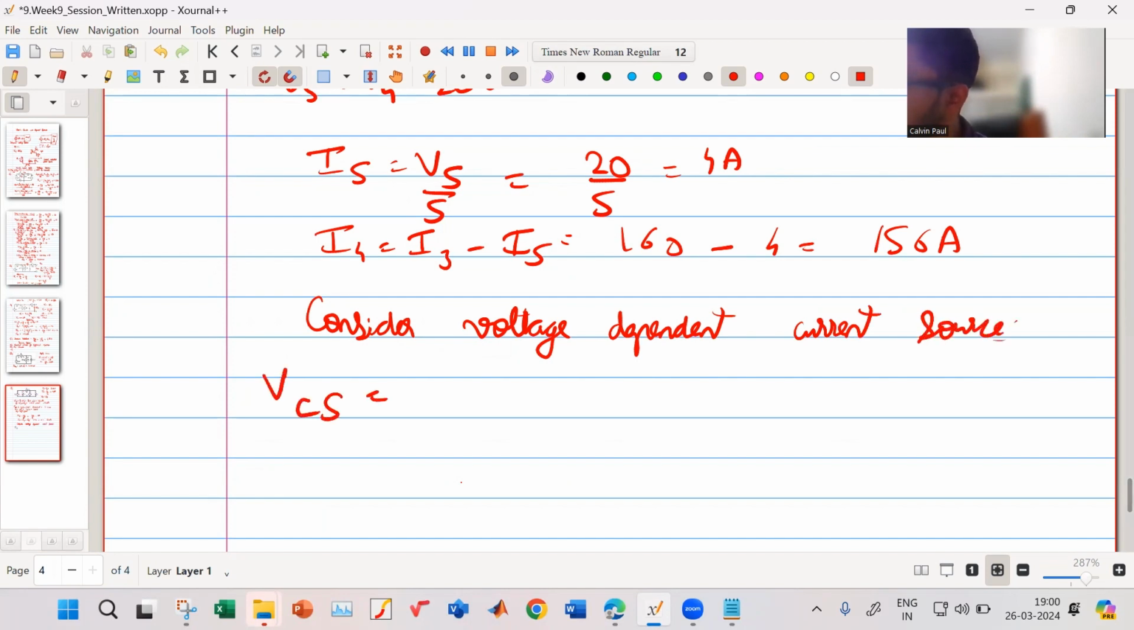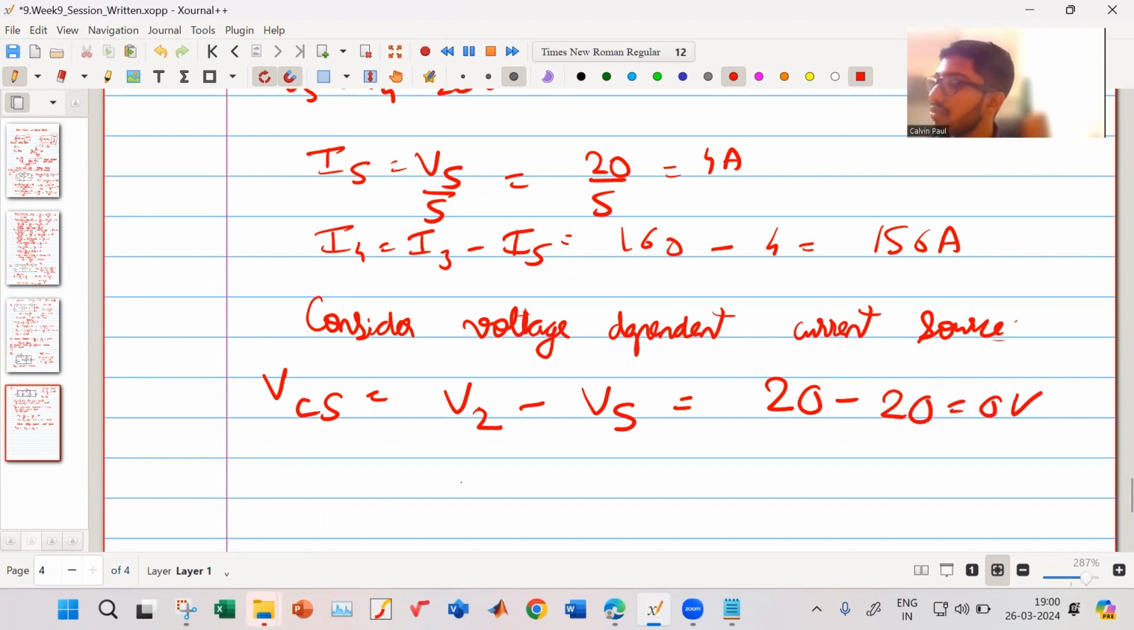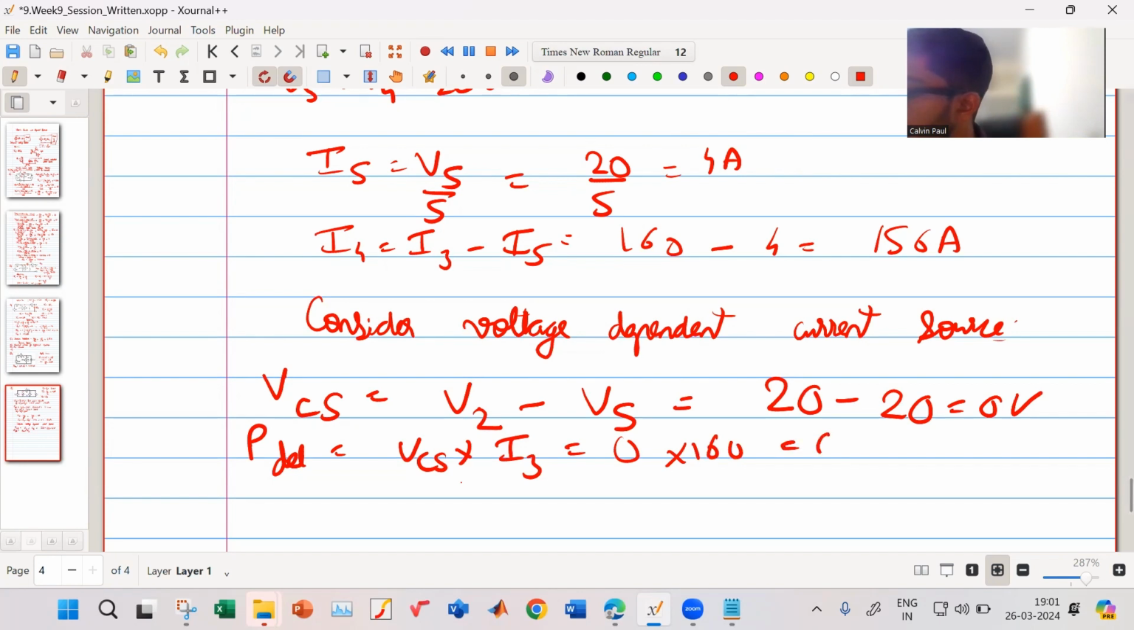The voltage across the current source is V2 minus V5. That is equal to 20 minus 20, which is equal to 0 volt. So the power delivered is the voltage across the current source into I3. That is 0 into 160, which is 0 watt.